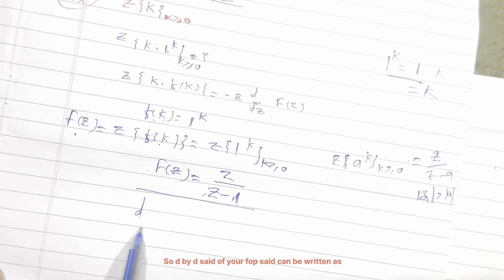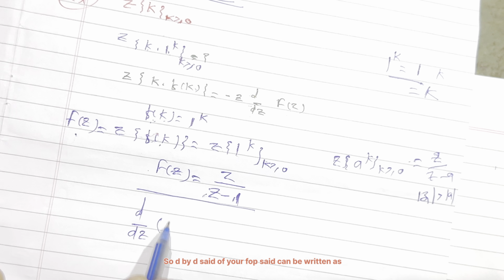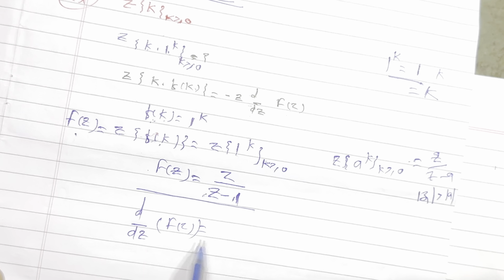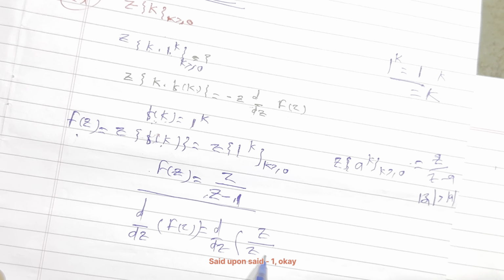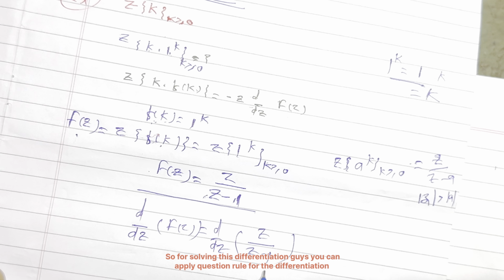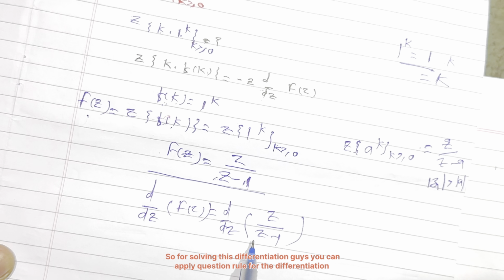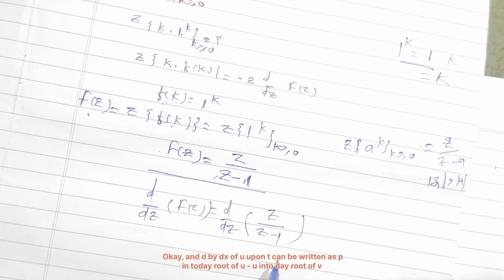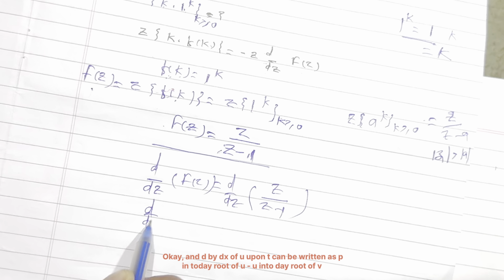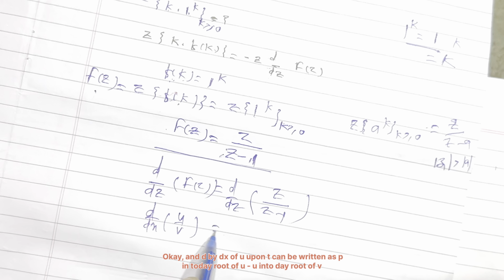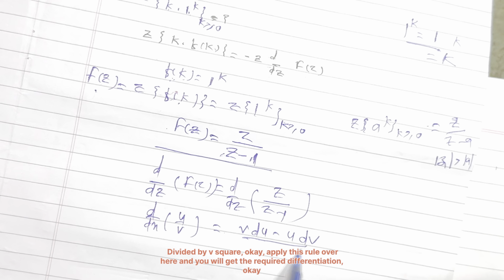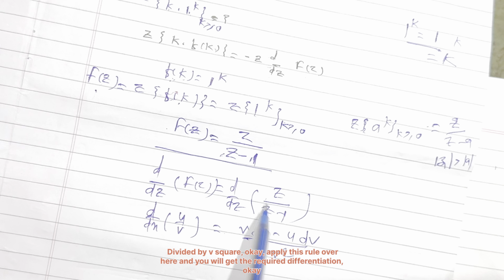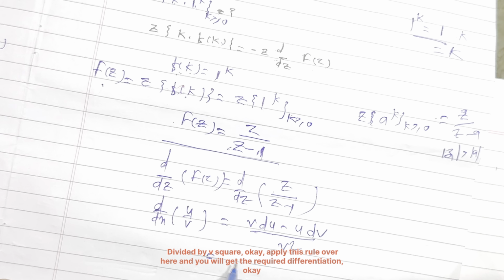Okay, so d by dz of f of z can be written as d by dz of z upon z minus 1. For solving this differentiation, you can apply the quotient rule. d by dx of u upon v can be written as v into derivative of u minus u into derivative of v, divided by v square. Apply this rule over here and you will get the required differentiation.